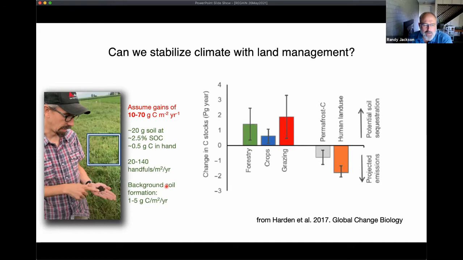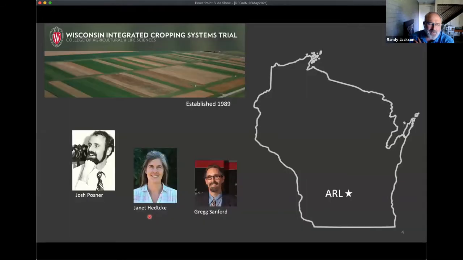Here's more context: really aggressive background soil formation estimates, which would be the result of rock weathering, inputs of carbon, churning of soil, et cetera, might be 1 to 5 grams of carbon per meter squared per year. So it's not a trivial task trying to build the carbon in our agricultural soils. Let's talk more about that.